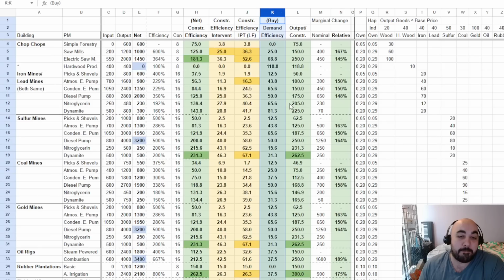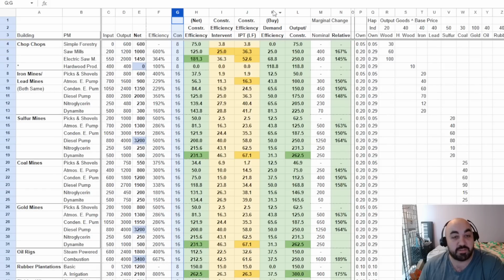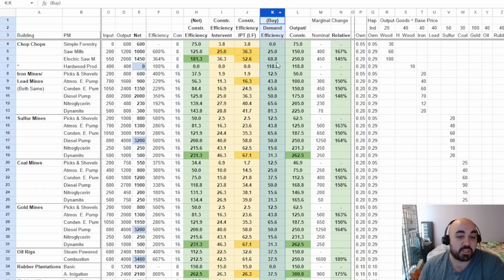We have by demand efficiency, which is simply the inputs modified by construction, or divided by construction rather. And this is just how much it's stimulating other stuff in your economy. It's not that important to statistic, but I think it's worth looking at. And finally, we have the output construction efficiency, which is these two values added together.